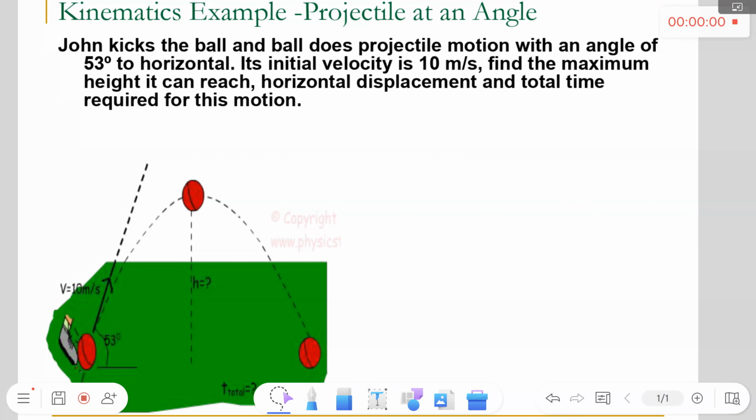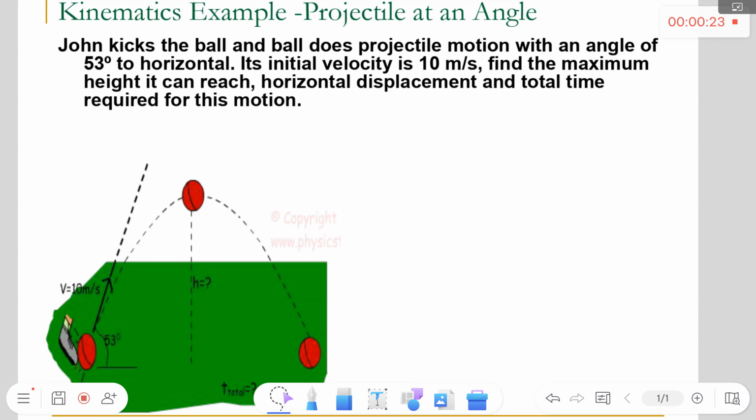The ball's speed is 10, but since I kick it at an angle, I can't assume that that's x or y. Okay? Its total velocity is 10 meters per second. So find the maximum height it can reach, delta h, or delta y at one point, the horizontal displacement, how far it goes horizontally, and the total time required for this motion.